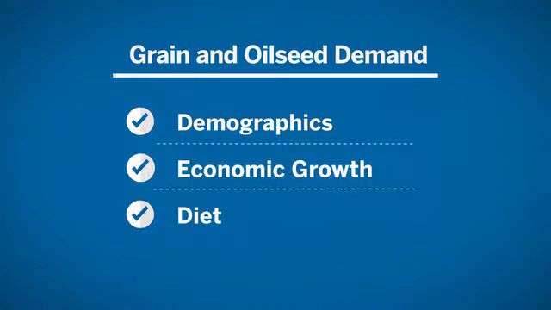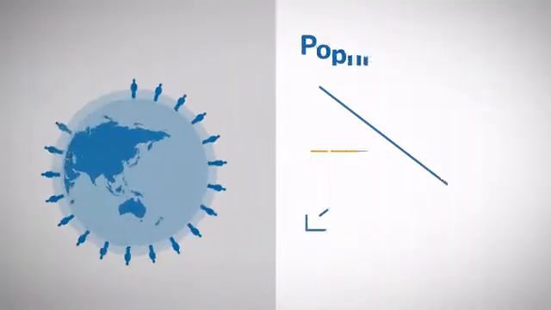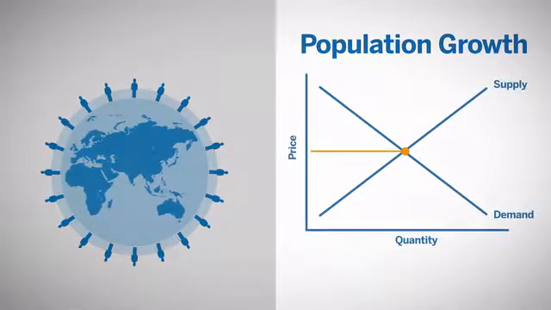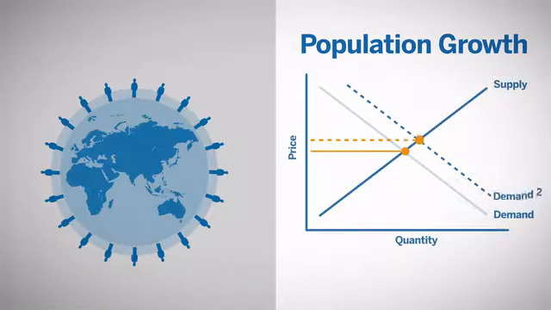The demand for grain and oilseed products is influenced by several factors, including changing demographics, economic growth, and changes in diet and consumption patterns. Global growth in population, especially in Asia, means more mouths to feed around the world, causing rising demand for all food products, including grains and oilseeds.